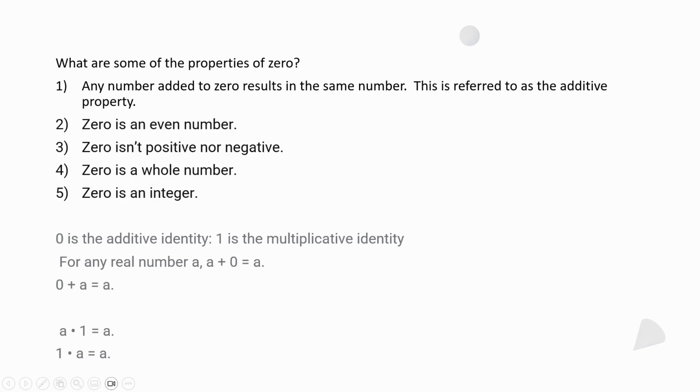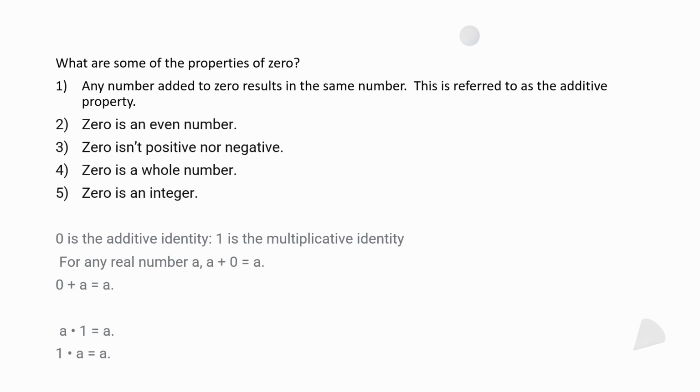So what I wanted to talk about here real quick is, first of all, some of the properties of zero. And this goes way back. The properties of zero is a very old thing. But any number added to zero results in the same number. This is referred to as the additive property. Zero is considered an even number. It's not an odd number, it's even. Zero is, of course, not positive or negative. And also, zero is a whole number.